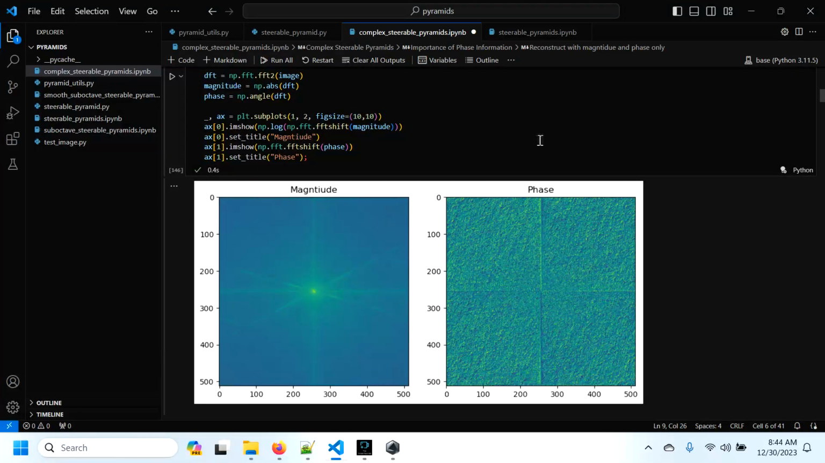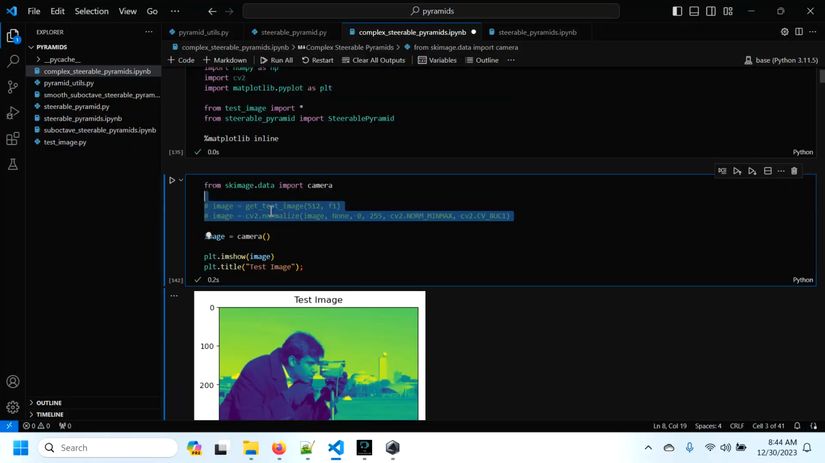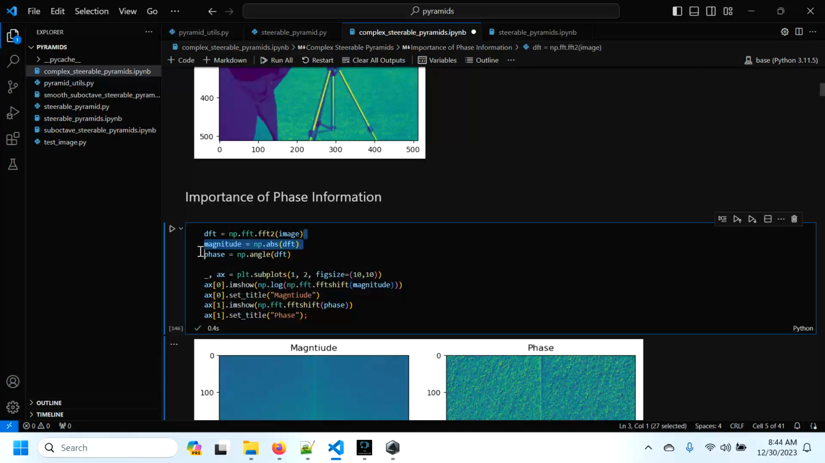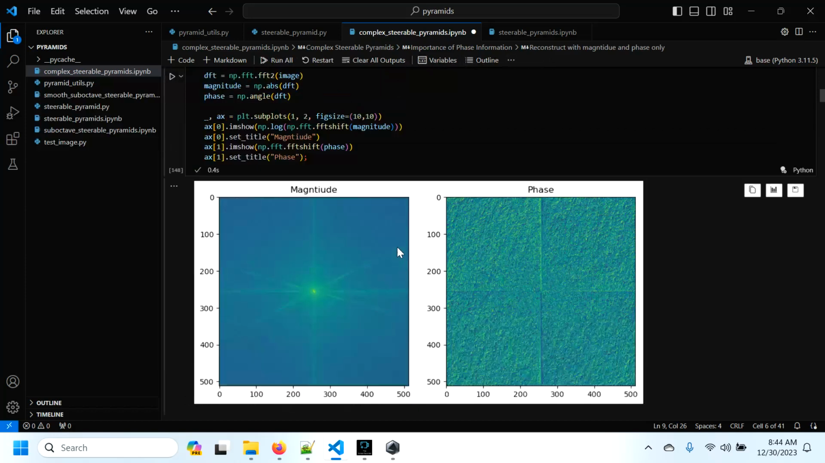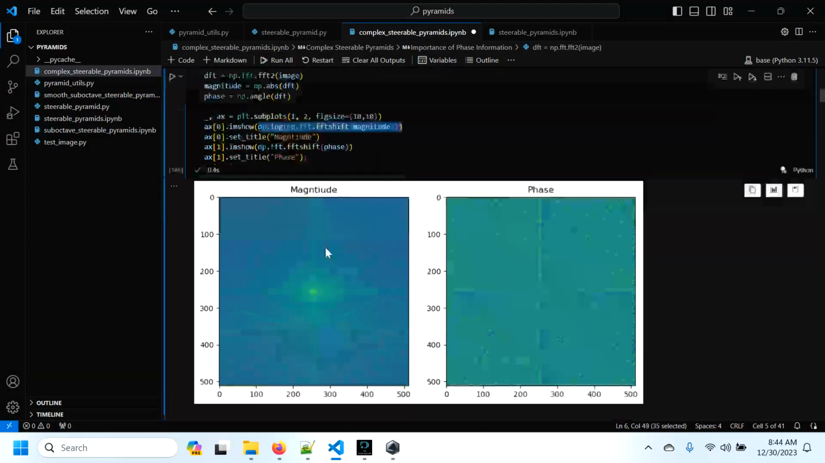Today we're going to talk about the importance of phase in an image. So this is in the context of a Fourier transform. What we've done here is we've imported a test image from skimage, the camera image, and we're going to take the discrete Fourier transform using NumPy and decompose it into magnitude and phase. I've used an FFT shift and taken the log of the magnitude to make it look nice.